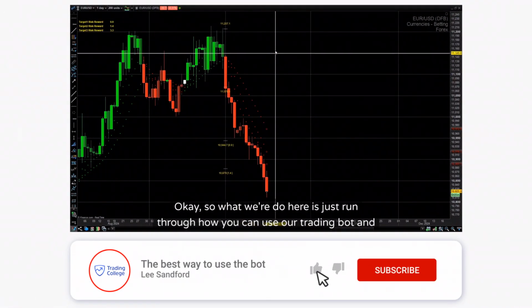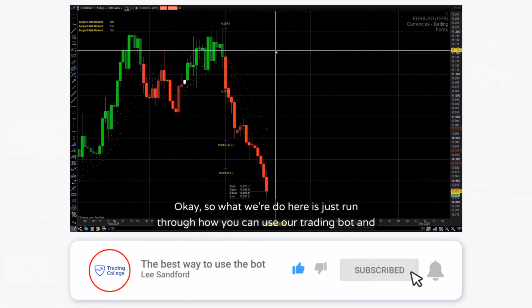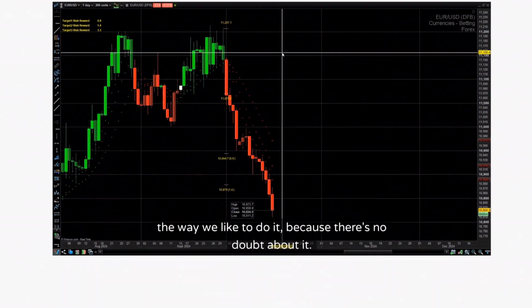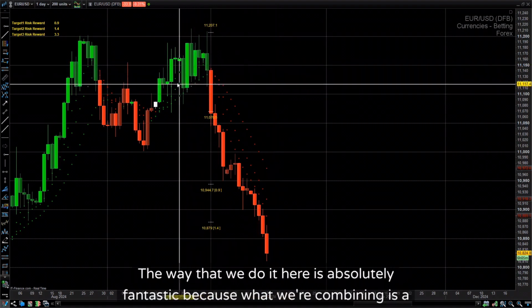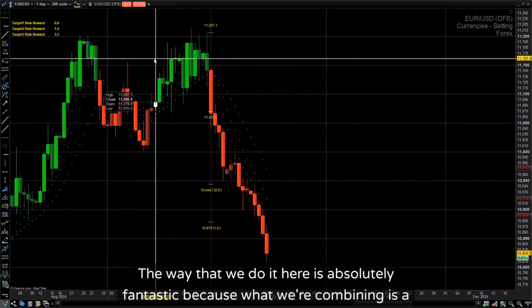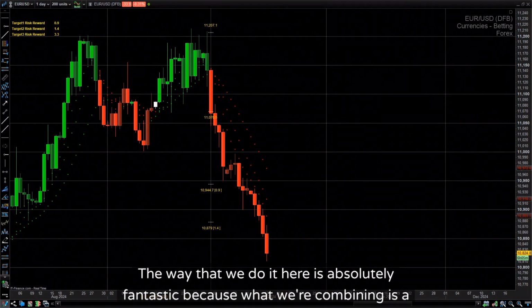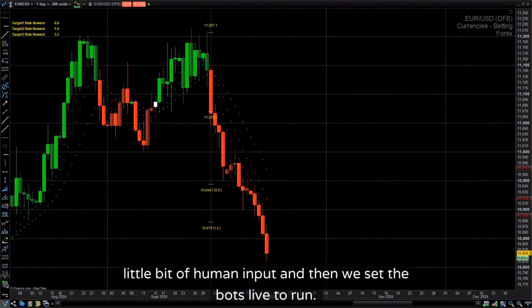Okay, so what we're going to do here is just run through how you can use our trading bot and the way we like to do it, because there's no doubt about it. The way that we do it here is absolutely fantastic, because what we're combining is a little bit of human input, and then we set the bots live to run.